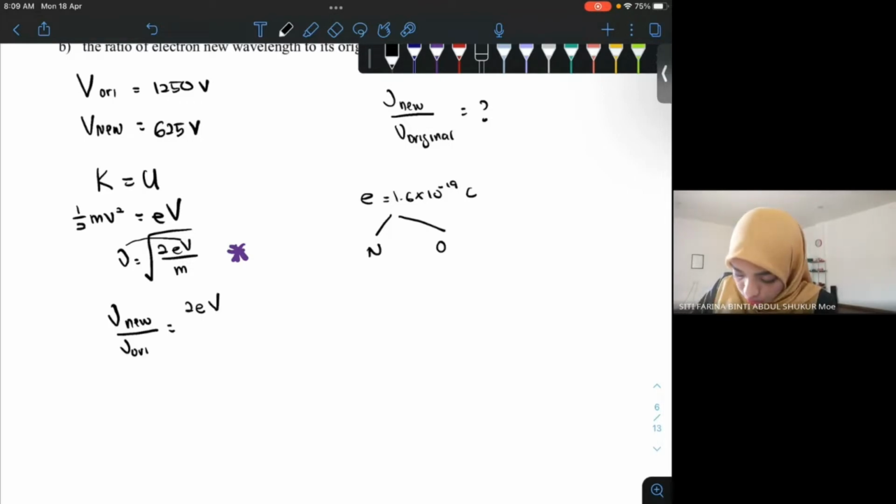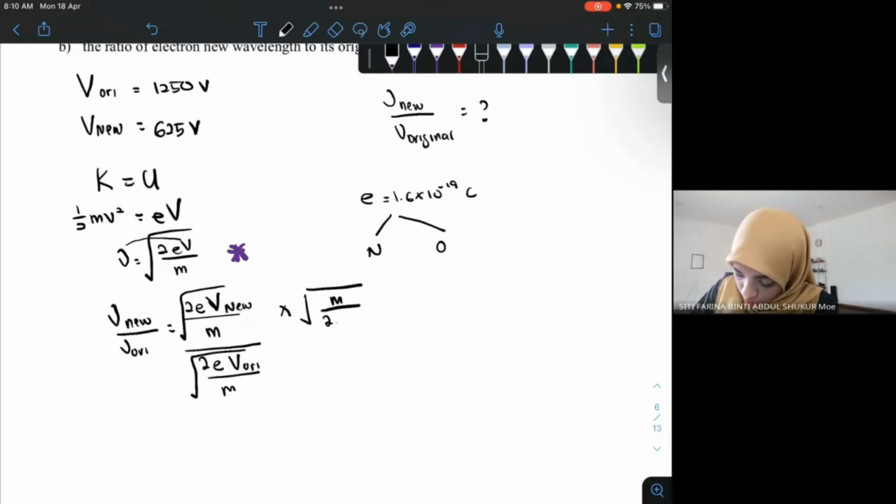The potential difference for the new, kita ada nilai sebanyak 625, and then divided by the mass of electron. Mass of electron is also a constant. So tak kisahlah dalam case terbaru kita ataupun in the original case, we'll have the same mass here. And then you're going to divide with 2eV original over m, square root the whole thing. Okay, ataupun kita bawa ke sini, boleh jadikan dia m over 2eV original gini.